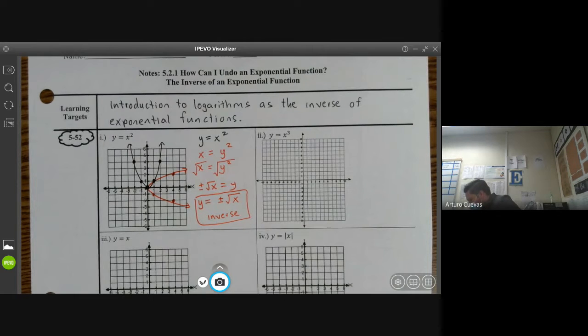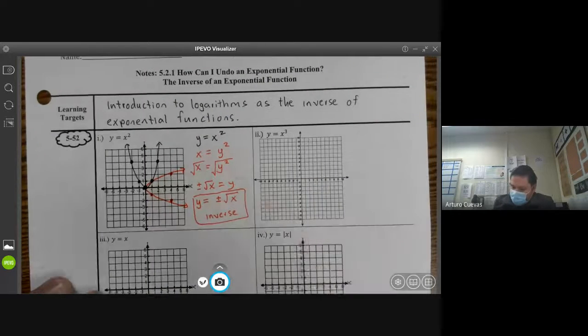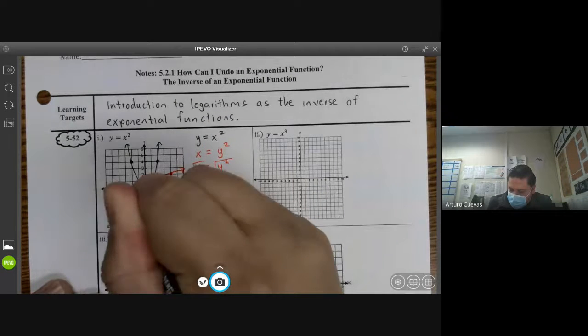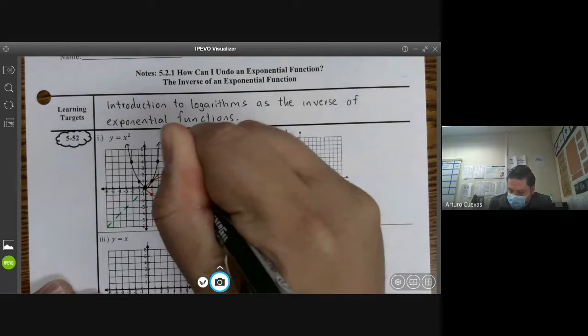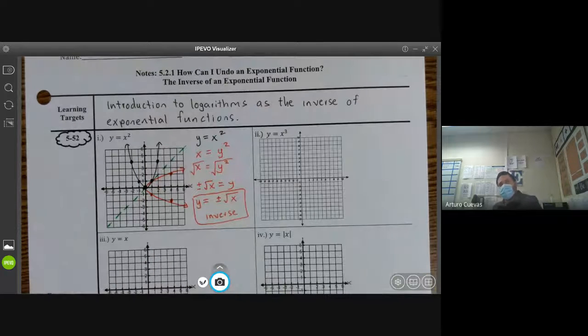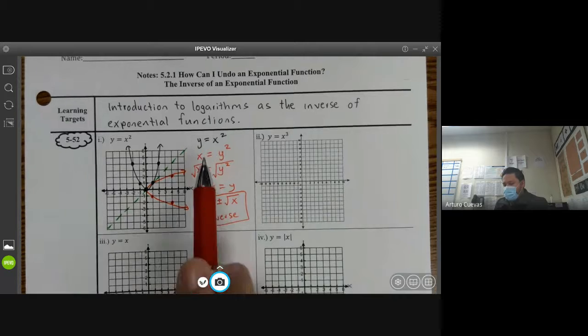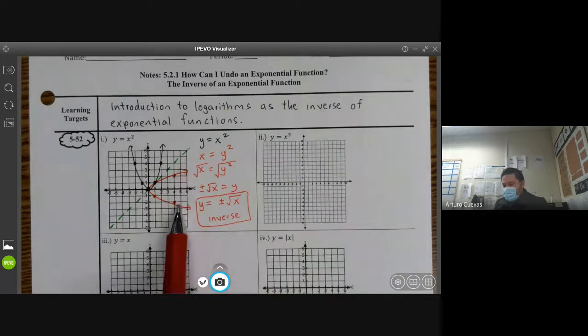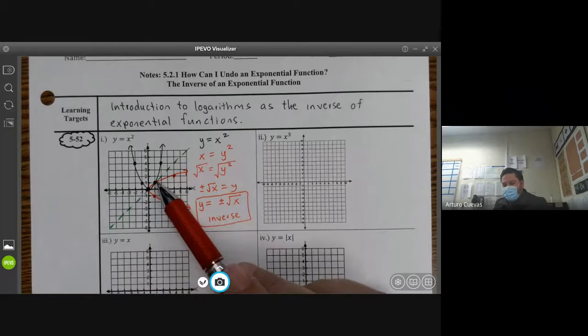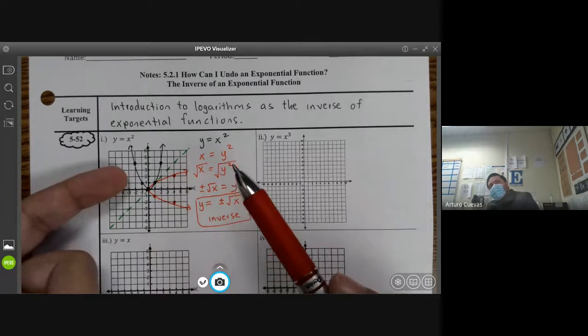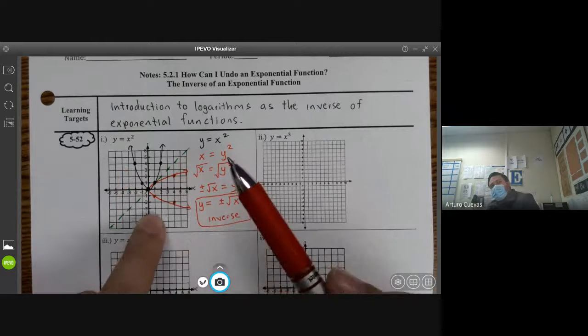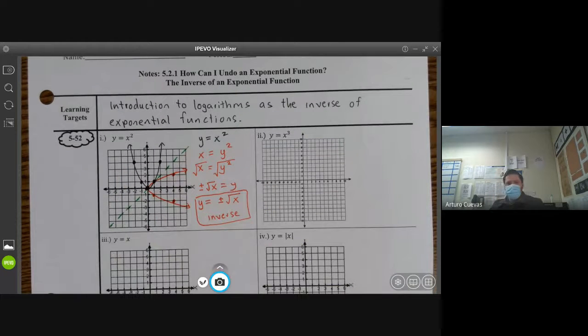So they reflect on the line y equals x. That's how you can check that you did it right. All right, so we're just reviewing how to graph a parent function, and how to find an inverse algebraically by switching the x and the y. And then we're graphing the inverse, making sure that it reflects on the line y equals x. If I flip the parabola on the green line, it's going to land on the red parabola. Any questions so far? Okay.